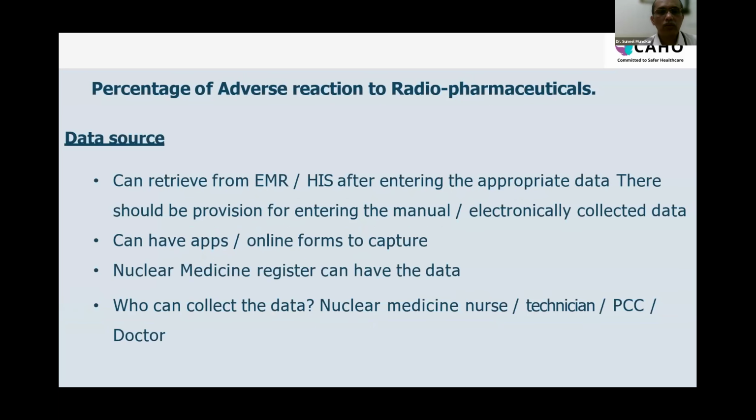The data you can retrieve from EMR, HIS after entering the appropriate data. If you have a totally electronic medical record, you can have an area or option to capture this data. There should be provision for entering the manual or electronically collected data, and you can have apps or online forms to capture this data. Nuclear medicine register can have this data. Who can collect this data? Either the nuclear medicine nurse or technician in the nuclear medicine department, patient care coordinator or doctor. You can assign this job to any one of these to capture this data.